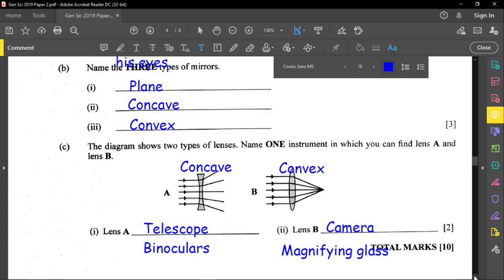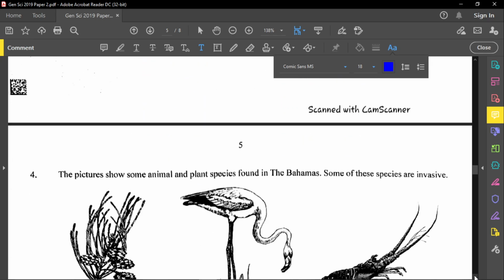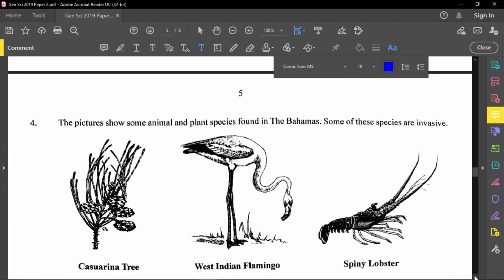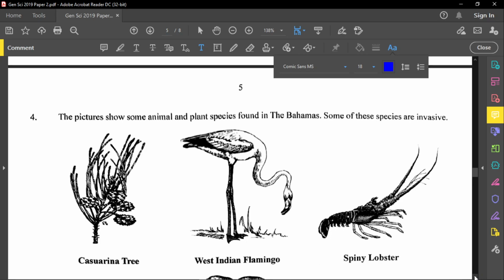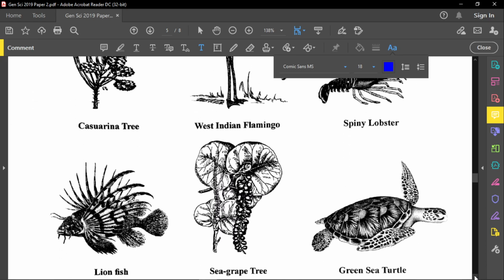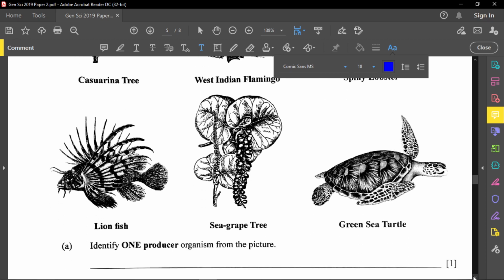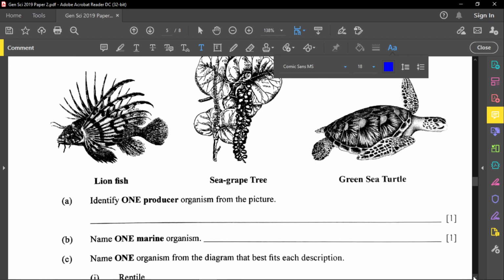Let's go to our fourth question. And this question said the pictures show some animal and plant species found in the Bahamas. Some of these species are invasive. And so we have here a casuarina, we have the West Indian flamingo, we have the spiny lobster, we have a lionfish, we have a sea grape tree, and we also have a green sea turtle.